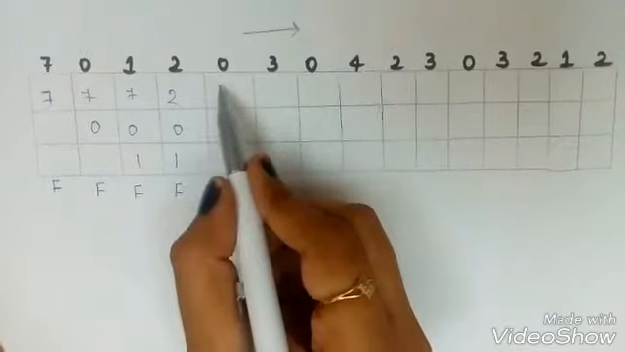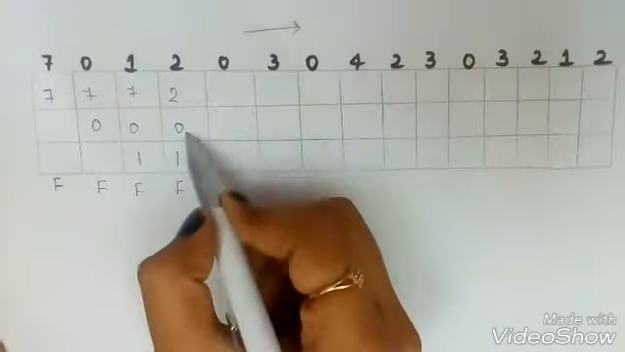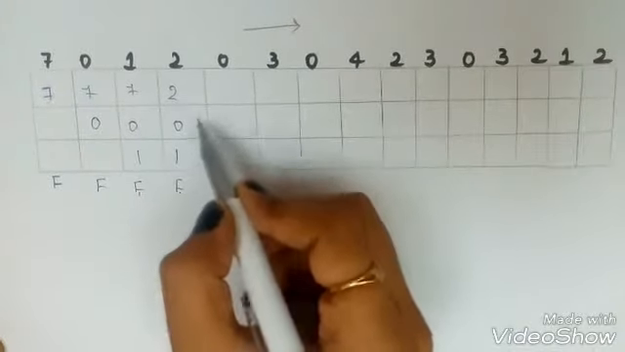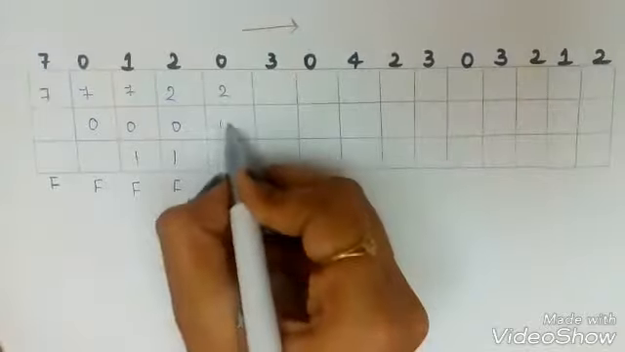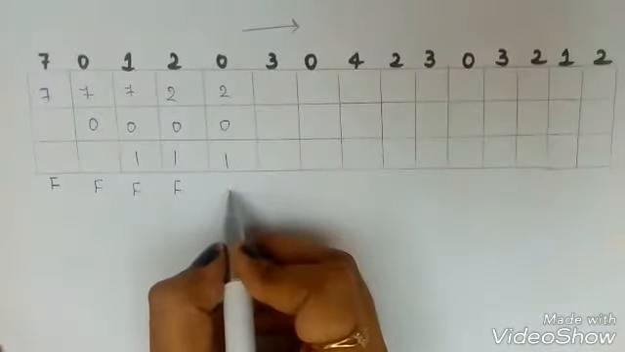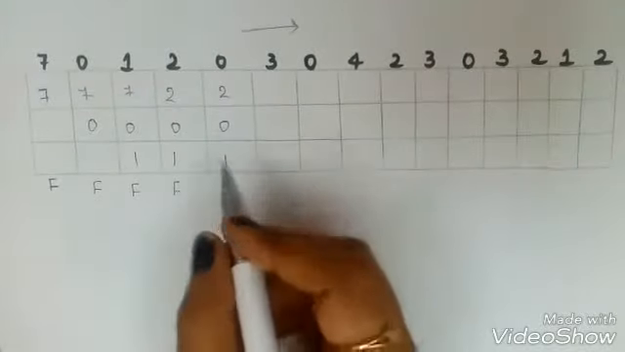Now 0 is the reference string that must enter into the main memory. Since 0 is already present in the before pages, there is no need to replace. And we have to write the same thing as it is. And page fault is not used here because 0 is already present in the before frames.